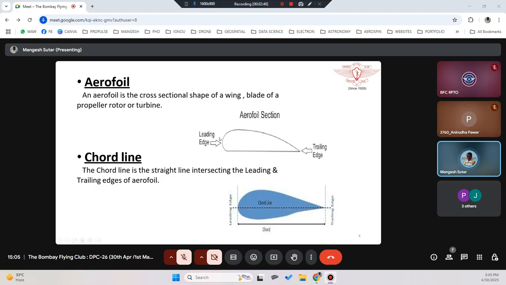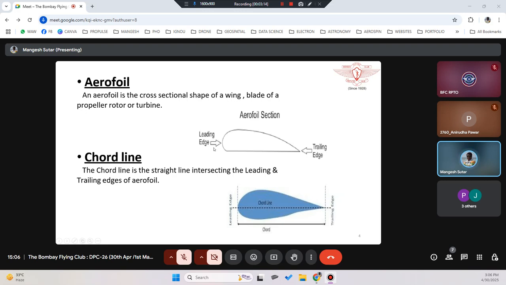Now an airfoil will have a leading edge. The larger curved surface is the leading edge, whereas where the upper surface and the below surface meet again at the back, that is called the trailing edge. So there will be a leading edge and a trailing edge. The upper will be a curved surface, and the below will be a plane surface. This is called the airfoil section or airfoil, a cross-sectional shape of a wing.